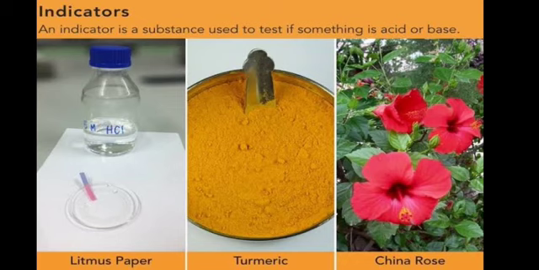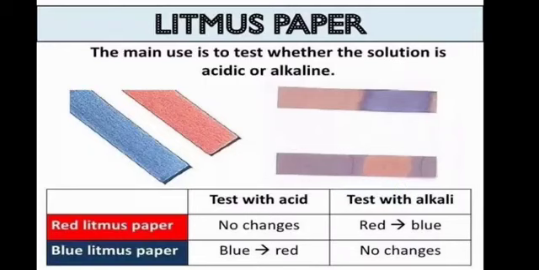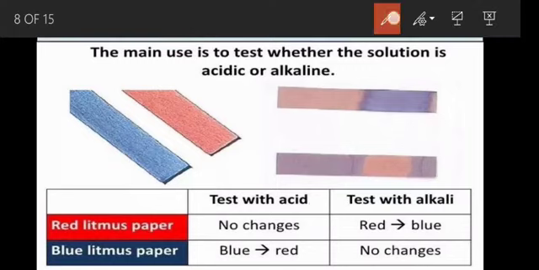For example, turmeric, litmus, China rose petals, etc. are some of the naturally occurring indicators. They are found in nature. Now we will see some natural indicators around us. First, litmus, a natural dye. The most commonly used natural indicator is litmus. It is extracted from lichens.